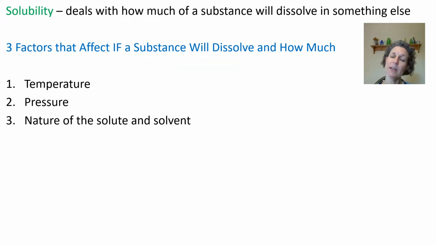Now, solubility deals with how much of a substance will dissolve in something else. So, how easily does the solution form, or will the substance dissolve, and how much? There are three factors, and that's what we'll spend most of the rest of this video on. Three factors that affect if a substance will dissolve and how much: temperature; pressure, and that one will only apply to gases; and then the nature of the solute and the solvent, so the nature of the two things that you're trying to dissolve together.